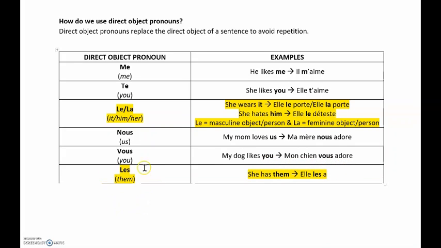And then the last one here, once again, highlighted les, and that means them. So if I wanted to say that she has them, I could be referring to earrings, I could be referring to cats, I could be referring to apples. It doesn't matter, but it's them. It would be elle les a. Okay? So these are, like I said, the most important direct object pronouns that we're going to be dealing with, le, la, and les, but definitely make sure that you at least have in the back of your mind me, te, nous, and vous.